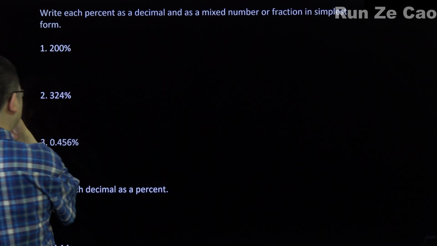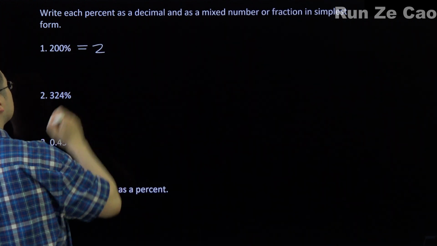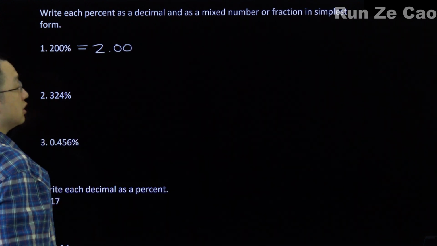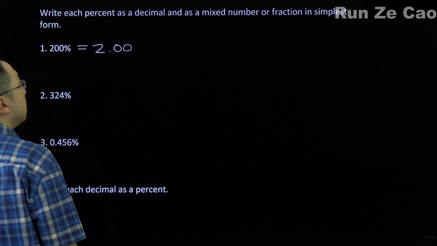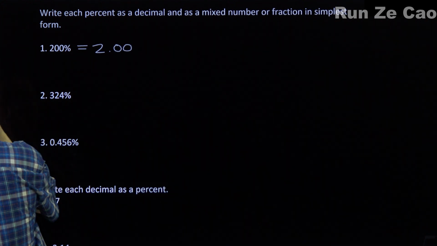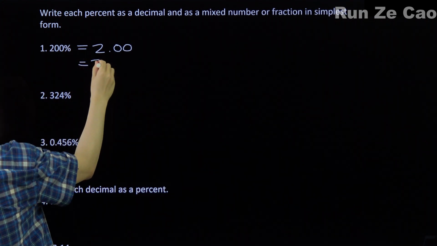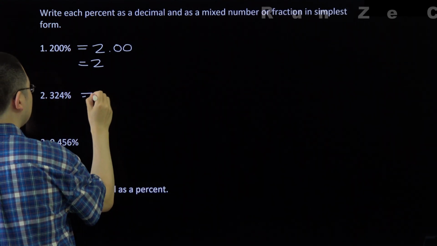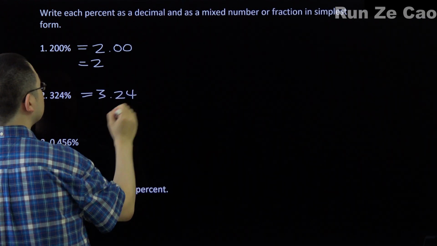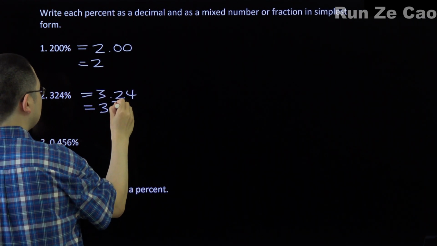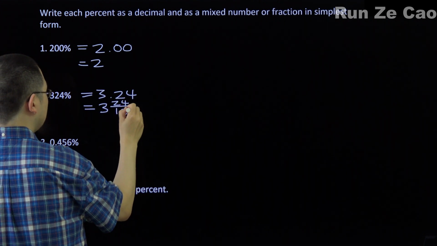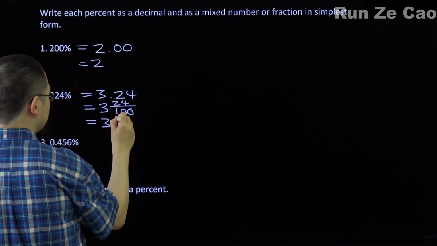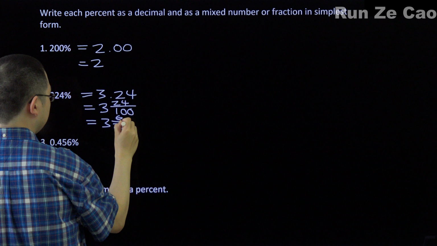Okay, exercises. Write each of these percents as a decimal and as a mixed number or fraction in simplest form. 200% is equal to 2. I mean, technically it's 2.00 because here all 3 digits are specified. Mixed number or fraction in simplest form, well, equals 2 for the mixed number. Yeah. Okay, 324%, that's 3.24, which is equal to 3 and 24 over 100, which is 3 and 6 over 25.